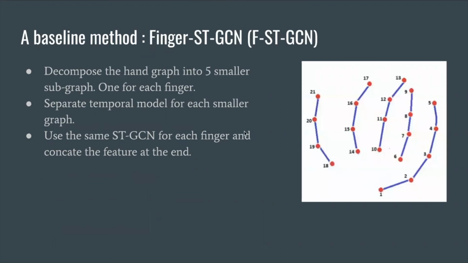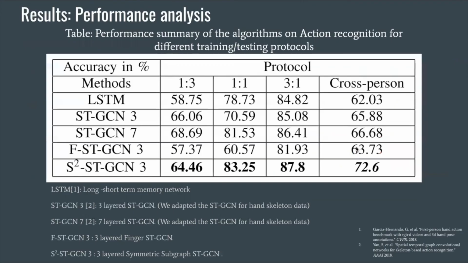I'll just mention a little bit about Finger-ST-GCN, which is a baseline method. As I mentioned, we are decomposing the hand graph by exploiting the symmetric and bipartite nature of the hand graph. But for a different check, we were trying to see, if we use a separate graph for each of the fingers and use a separate temporal kernel for each of them, how it performs. That we named Finger-ST-GCN. No pre-processing of the data was involved in this case.